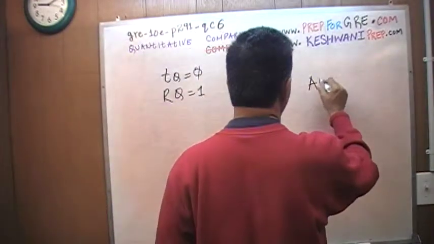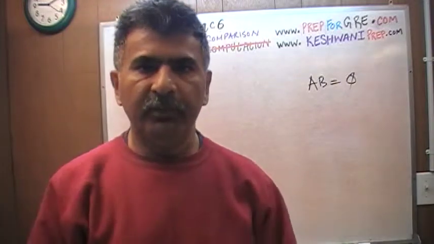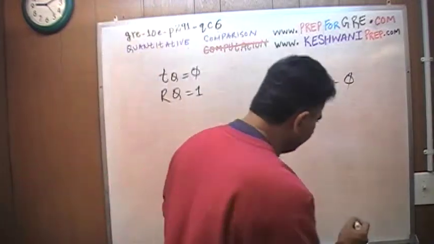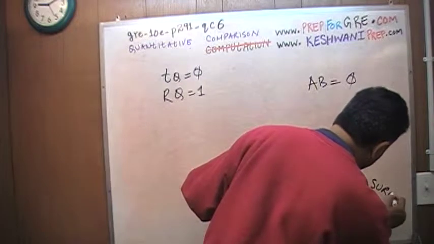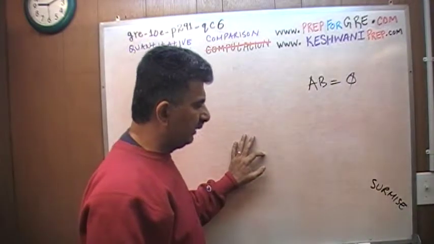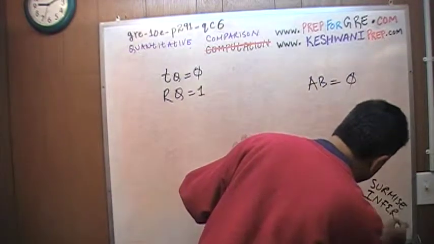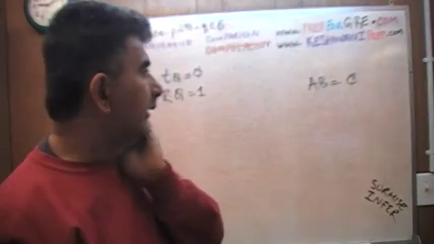If I tell you that A times B is 0, what do you conclude from that? What do you surmise from that? What do you infer from that? And if you don't know these words, look them up and learn them. Surmise, S-U-R-M-I-S-E, or infer. The noun for infer would be inference.